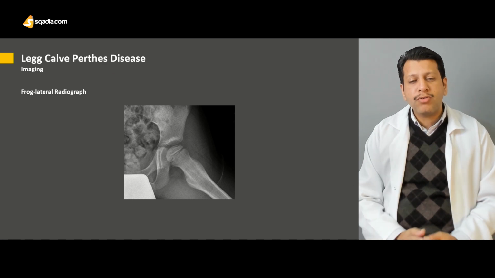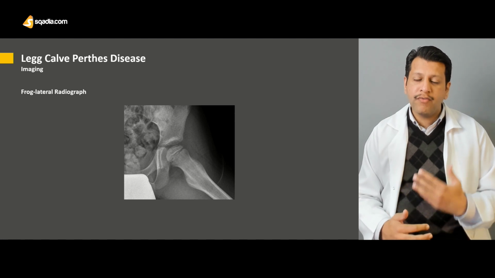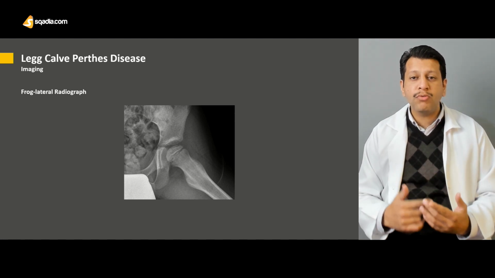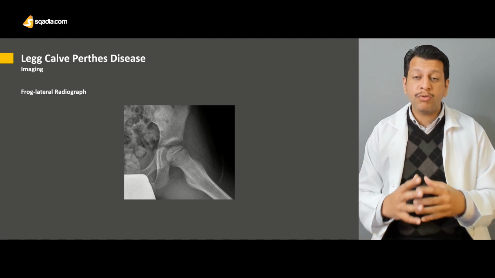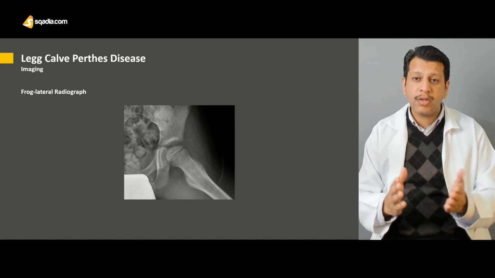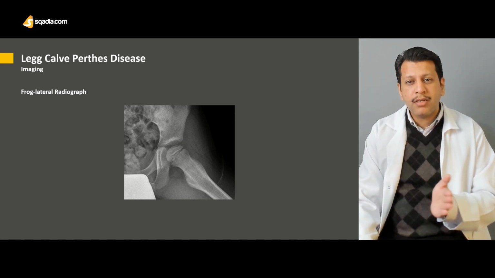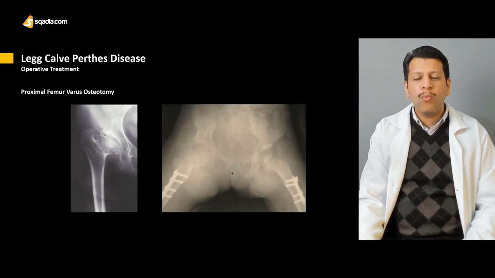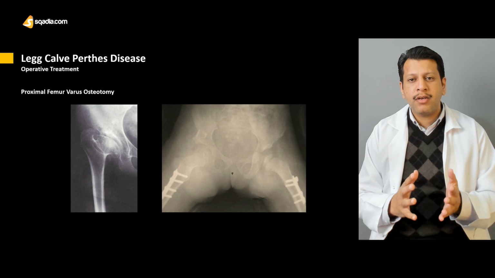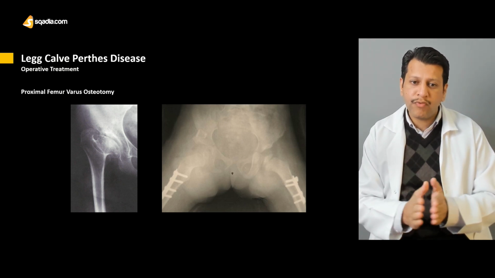From then, we also need to understand that we will have some differentials in our mind. We need to get other views as well to rule out SCFE, to rule out proximal femoral osteomyelitis, to rule out acute transient synovitis, as well as septic arthritis of the hip joint, which can mimic some signs and symptoms of LCPD as well. Once we have made our history and examination, we would have made our diagnosis in the video.